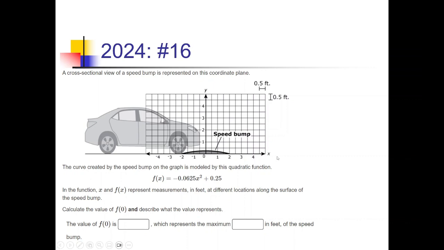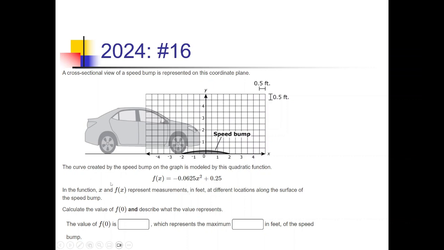Here we are with number 16. Somebody spent a lot of time creating the pictures for this one. We have a cross-section of a speed bump, and we've got a car going over it, and we've even got the equation for the speed bump, because I'm sure that's how they design and install these things. This one is f of x equals negative 0.0625 x squared plus 0.25.